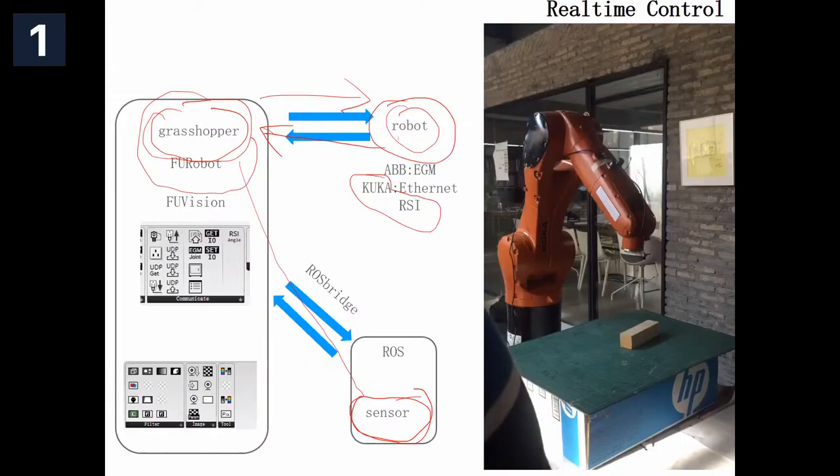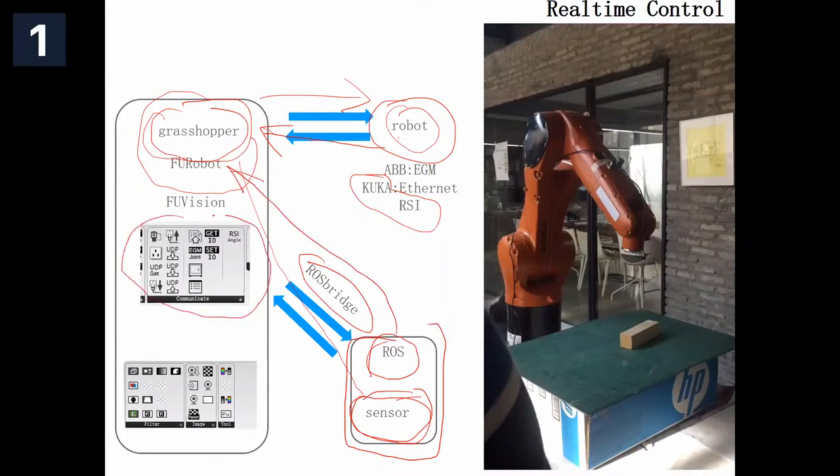And the sensor, in this example, is connected to Grasshopper. But if we have a lot of sensors, we can put the sensors into ROS and use ROS Bridge to communicate with Grasshopper.